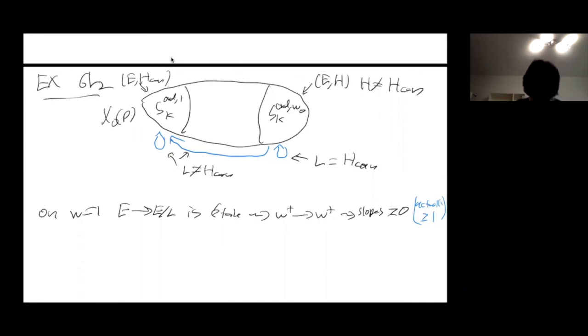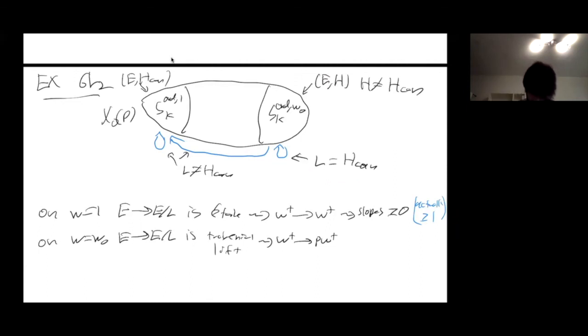Okay. And that's sort of an example of the difference between the theorem and the conjecture already. Of course, here we can prove the theorem easily. So on the W naught guy, e to e mod L is a Frobenius lift. And so what that means is that the map on differentials looks like sort of multiplication by p.